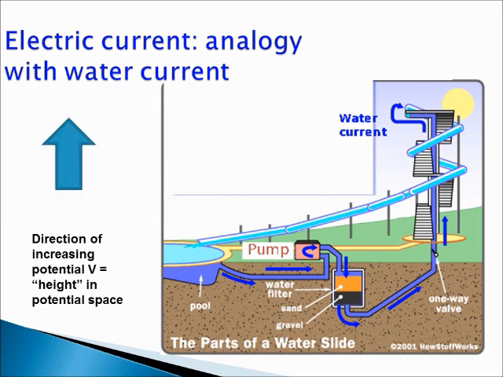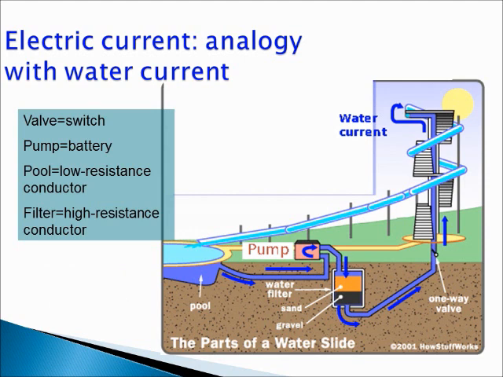The electric potential V corresponds to height in potential space. Of course, this height is purely imaginary, but equations describing it are very similar to equations for gravitational potential. Some parts of the circuit will have higher potential or larger height. Some of them will have lower potential. Water will generally flow from higher potential to lower potential. Similarly, the electric current.